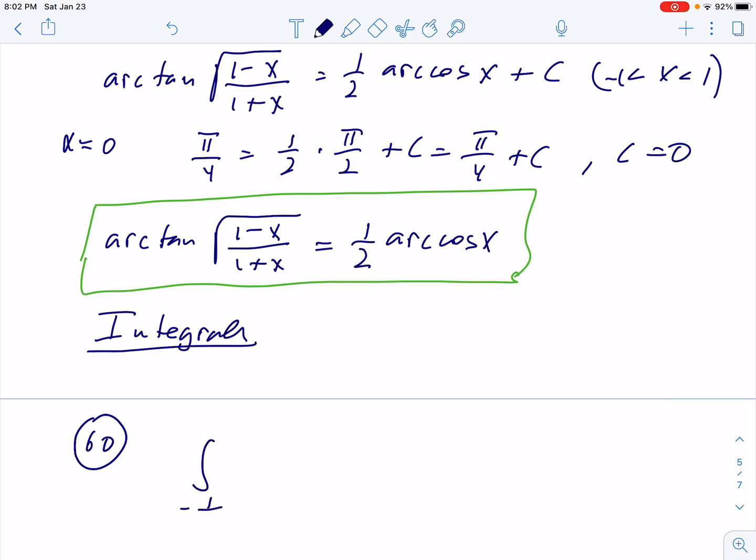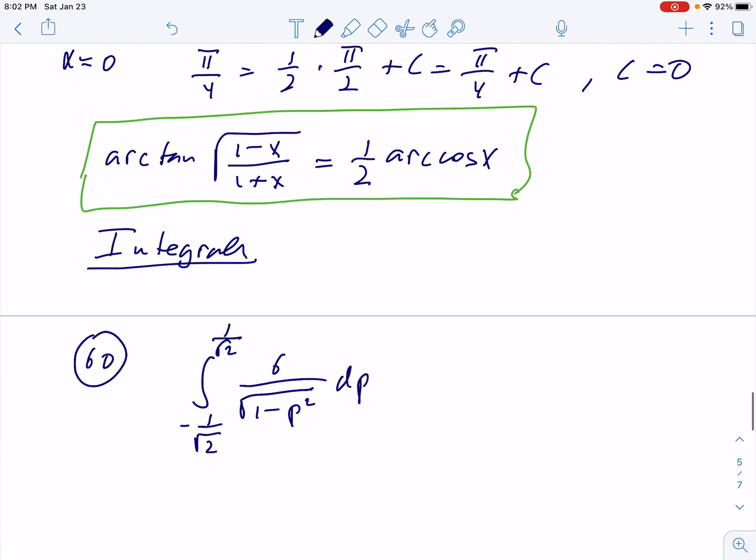Integral with limits. Here below, -1 over root of 2. On the top, 1 over root of 2. And we're integrating 6 over square root 1 minus p squared dp. For some reason, the variable is p. It's unimportant. This variable inside the integral with limits is unimportant. It's a dummy variable. You can write x if you want.